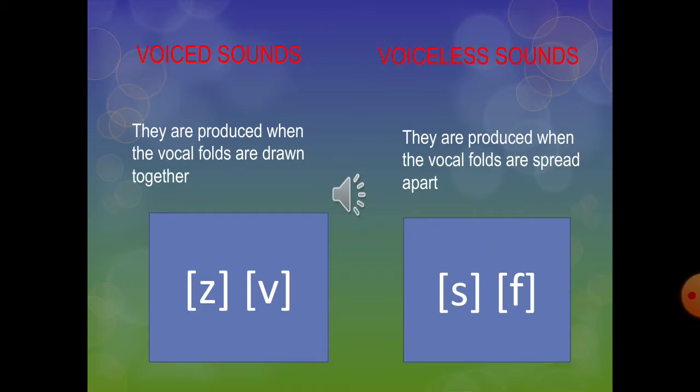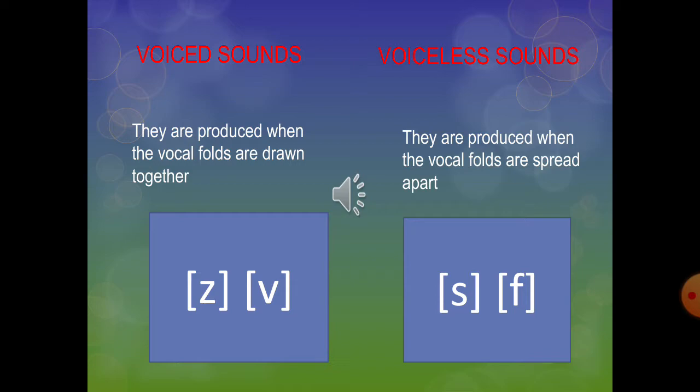Voiced sounds are produced when the vocal folds are drawn together. The air from the lungs repeatedly pushes them apart as it passes through, creating a vibration effect. To feel it, you can place a fingertip on the top of your Adam's apple and produce the sound Z or V. You should be able to feel some vibration.